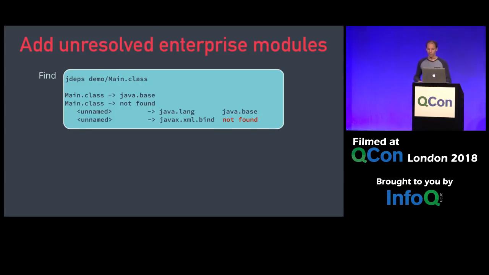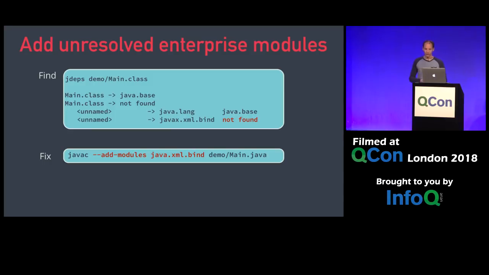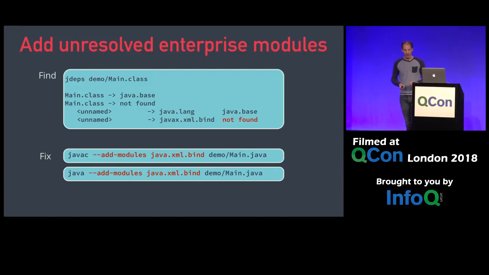So it has a dependency on the Java XML bind package, but it can't resolve this by default, and it will tell you this with the Jdeps tool. So there are some solutions that you can take. At compile time, you can use the add modules flag and tell it, for example, to explicitly also resolve the Java XML bind module for your application to compile against. So this works, and you would have to do the same at runtime.